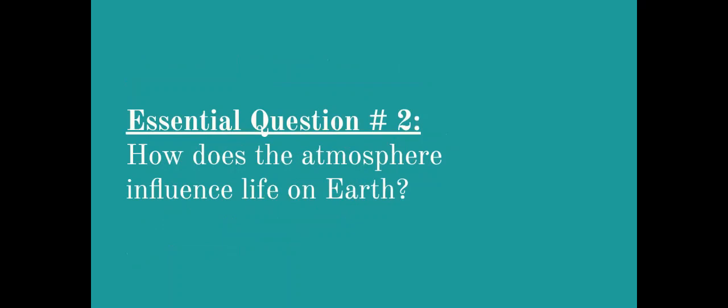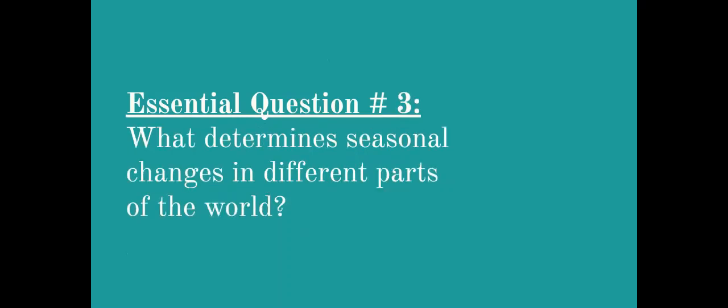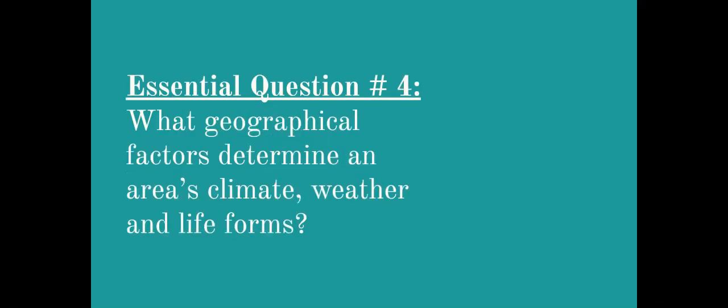The second question is going to be, how does the atmosphere influence life on Earth? The third question, what determines seasonal changes in different parts of the world? So, for example, why is it winter time now in January for us, but in other parts of the world, it's actually summertime, much warmer? And for the fourth question, what geographical factors determine an area's climate, weather, and life forms? We're going to be looking at all of that and more in this unit.